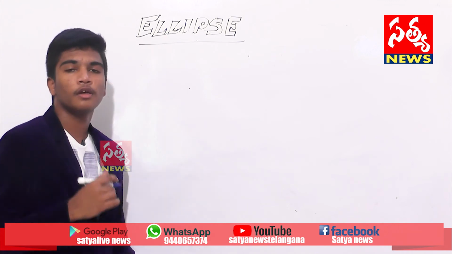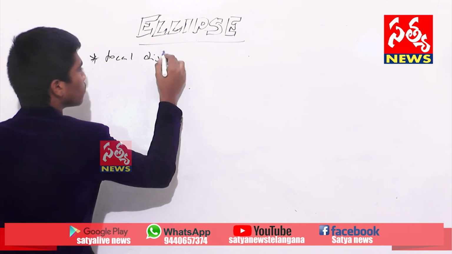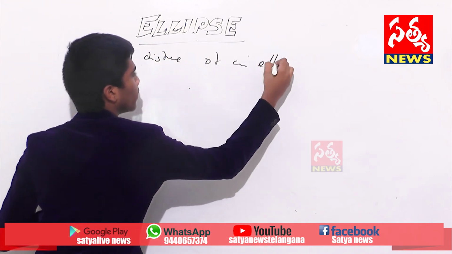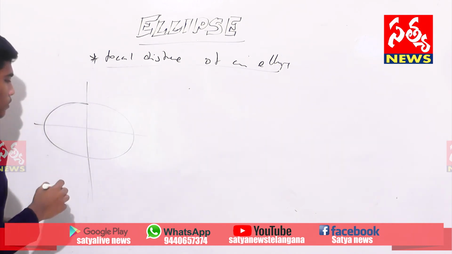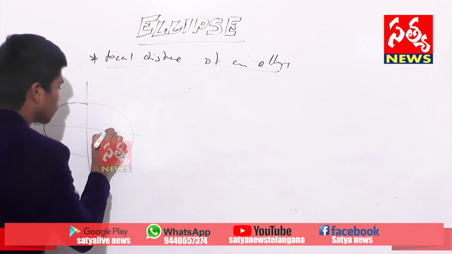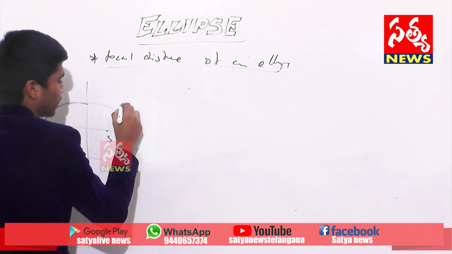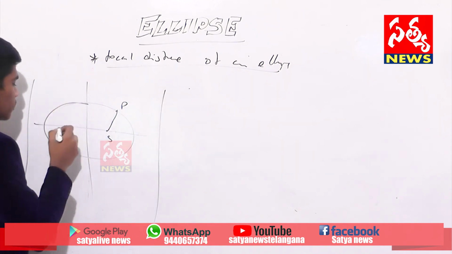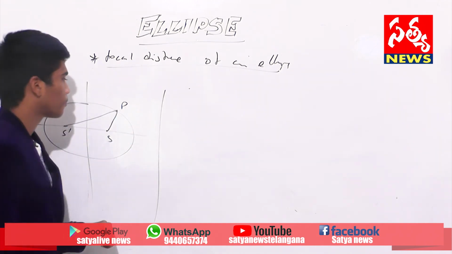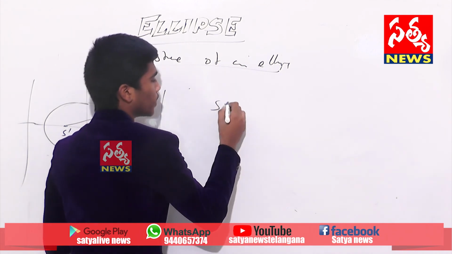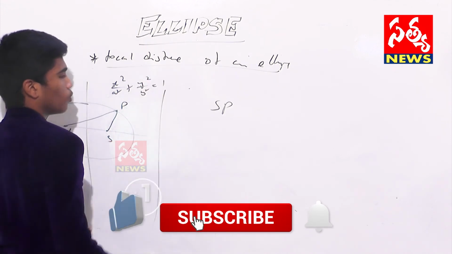Now let's discuss focal distance of an ellipse. For this, first of all, let's draw an ellipse. This is an ellipse. These are the foci S and S dash. Here is a point P and these two are directrices. I am joining SP and S dash P. From here we can say that, first of all, the equation is x square by a square plus y square by b square equals 1.